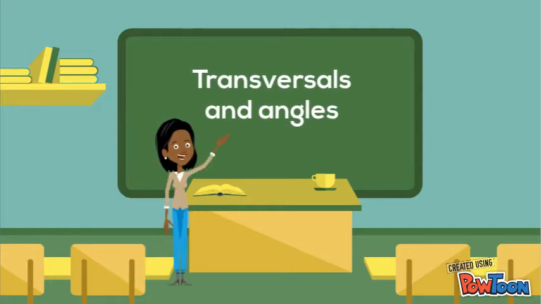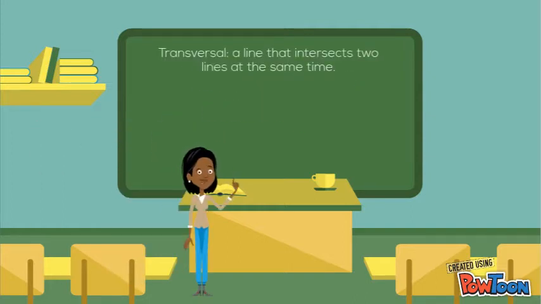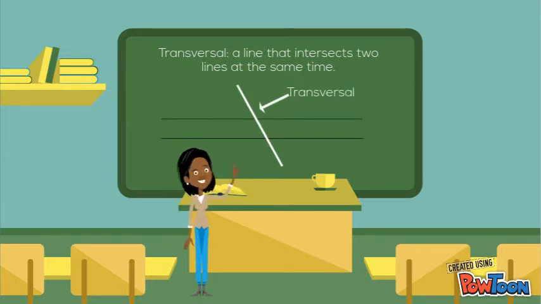We are learning about transversals and angles. First, we need to define what a transversal is. A transversal is a line that goes through two parallel lines. Now, the two lines don't have to be parallel, but if they are, then the examples we're going to talk about later in this video are going to be congruent.